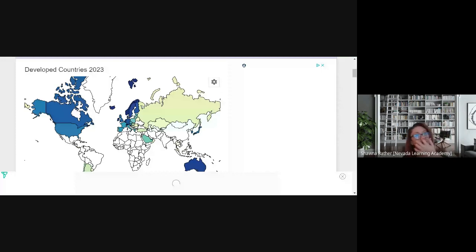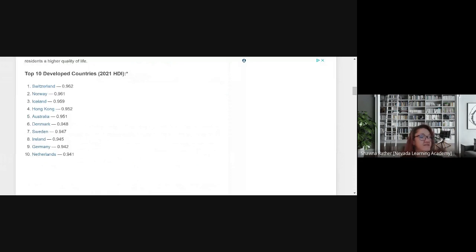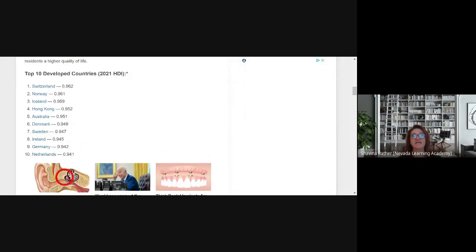This also gives you, on this site, hopefully this will pop up. These are the 10 most developed countries from 2021.